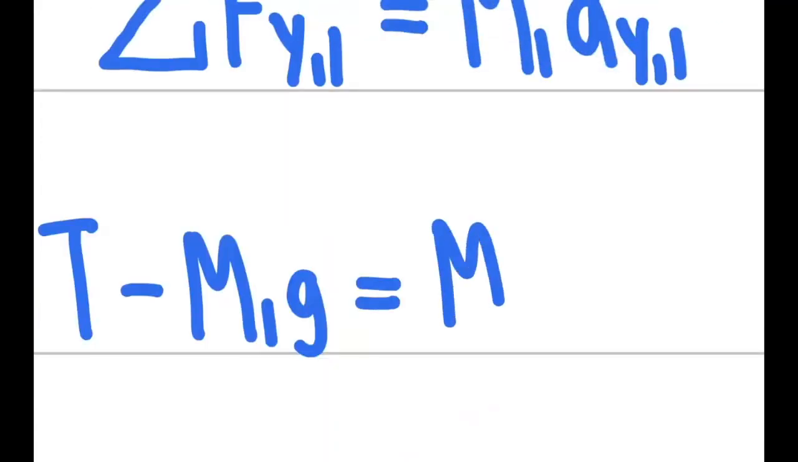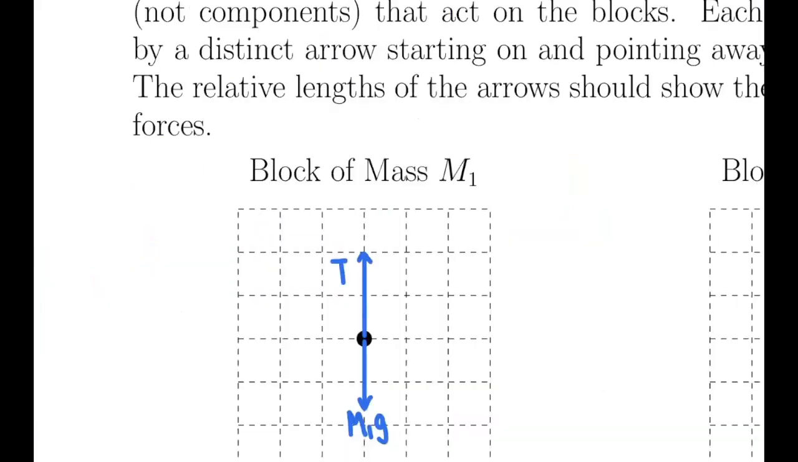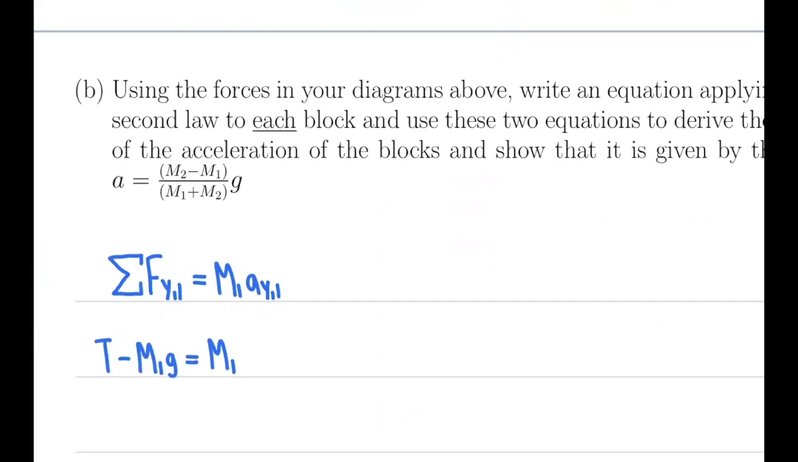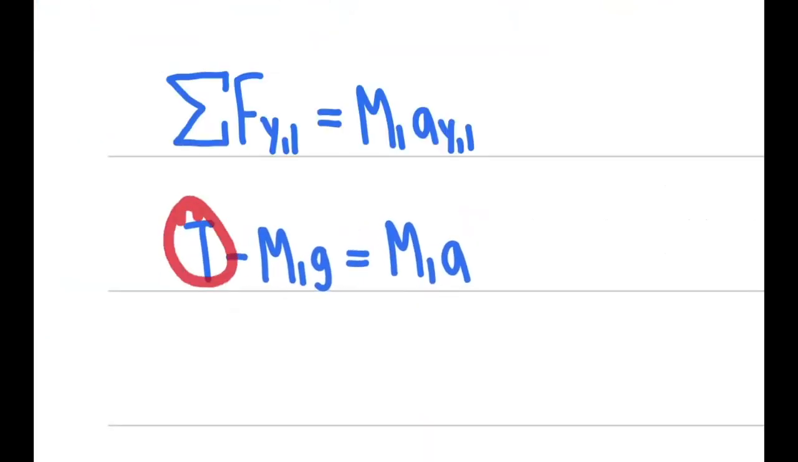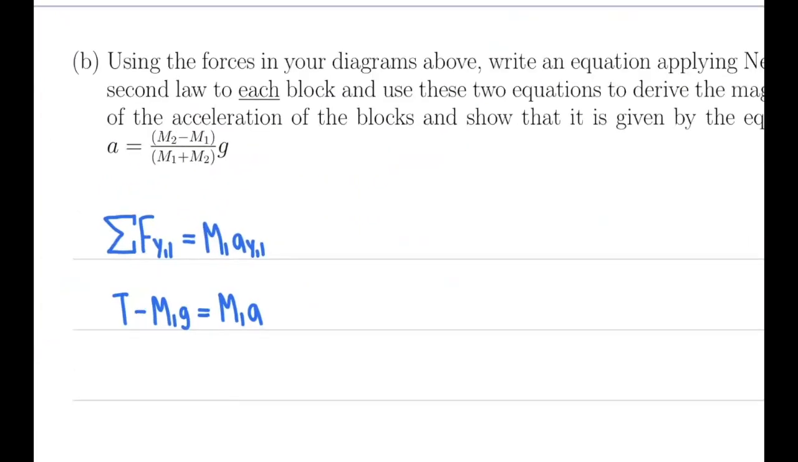And this equals m1 times ay1. And I just said that that equals a. Block one is moving upward. So this is just a. So we don't know tension and we don't know a. So I need to look at the sum of the forces in the y direction for block two.